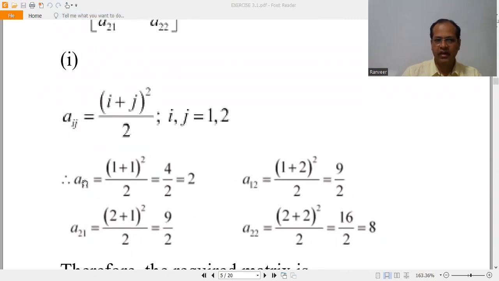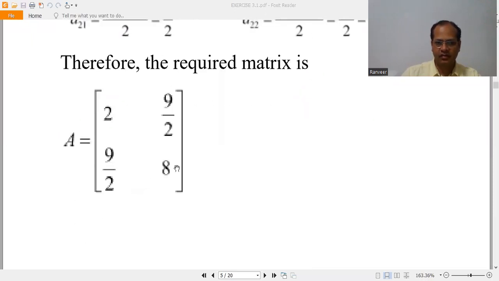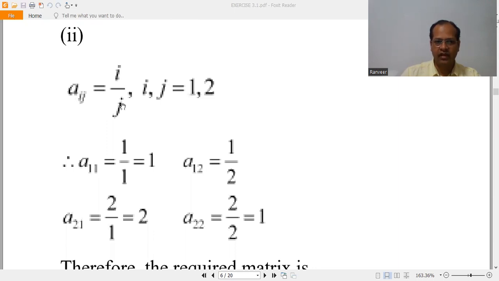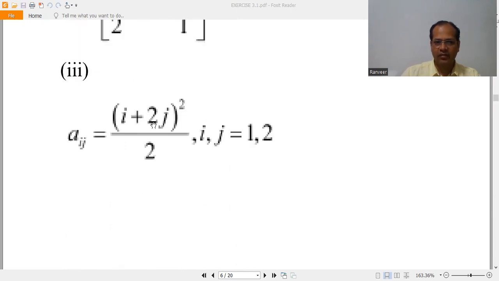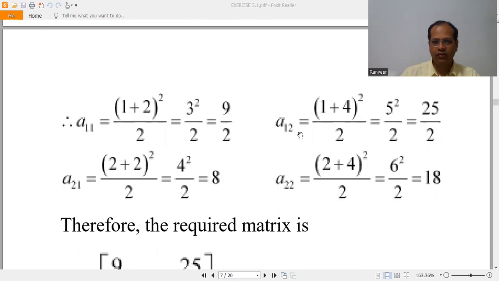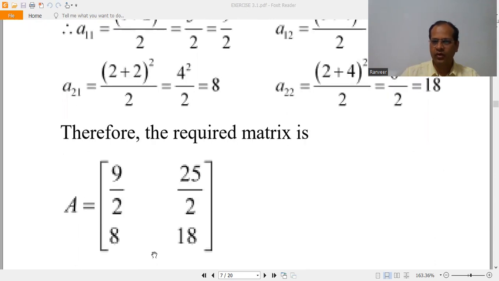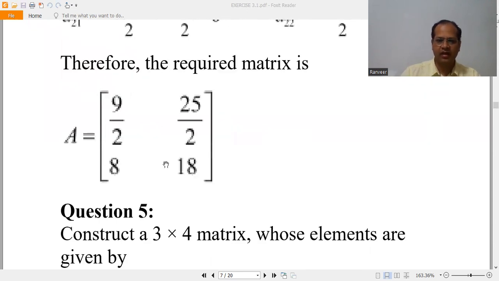So for aij, what I told: a11, that is first, just write (1 plus 1) whole square divided by 2, this is 2. a12, (1 plus 2) whole square divided by 2. a21, (2 plus 1) whole square divided by 2. a22, this is the element and we have to put them in the same order in the matrix. Now this is also the same, with i and j as 1, 1; 1, 2; 2, 1; 2, 2, and we have to put them in the matrix. For (i plus 2j) whole square by 2, same i and j, 1 and 2, we have to calculate the values and just substitute them in the matrix.